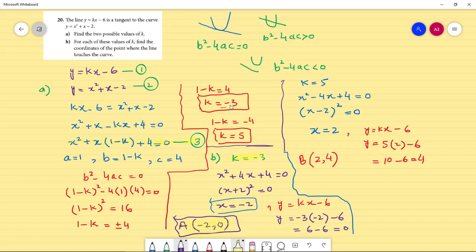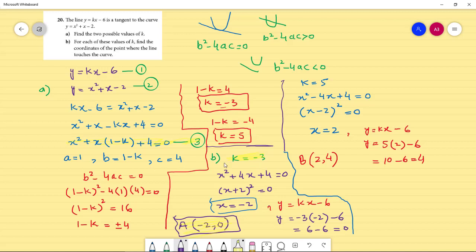First we take k is equal to minus 3. If we take k is equal to minus 3, then now in part b we have to find the coordinates of the point where the line is tangent to the curve. What we actually do, put this value into the third equation, which is actually the solution of the third equation is also the solution of the first two equations simultaneously.